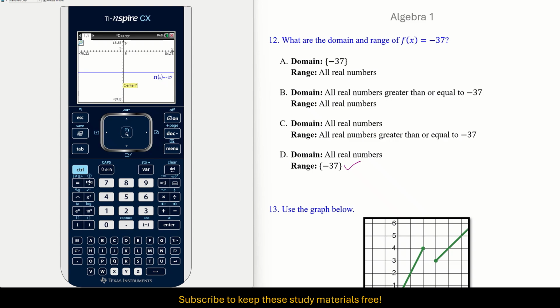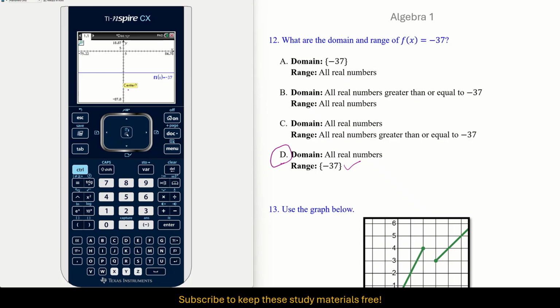But if you look at the line, it's obvious that the line is continuous and infinite, meaning all real numbers. That's what a line tells us. It is continuous information, not discrete. It doesn't break up into pieces. So I would select option D.